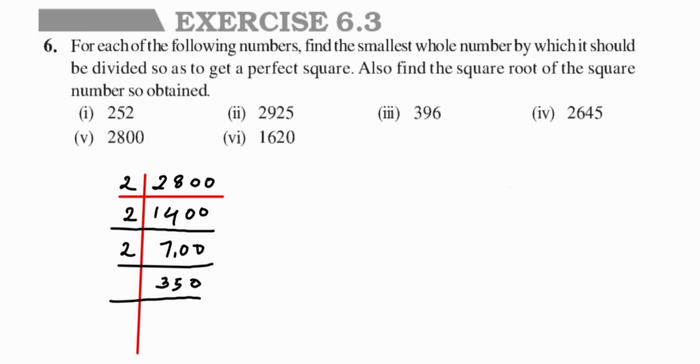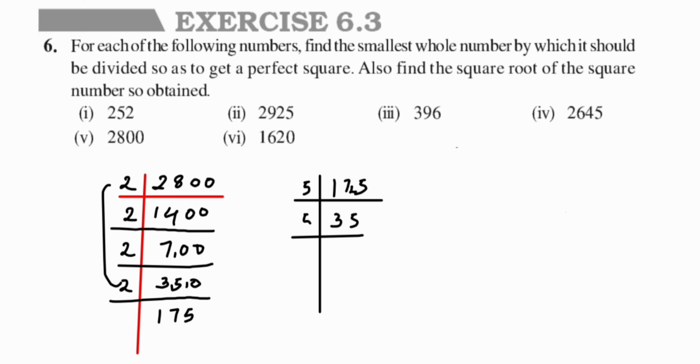So 2 3s are 6, 1 is left, 2 5s are 10 and 0 again. And 350 is divisible by 2 again. So 2 1s are 2, 1 is left, 2 7s are 14, again 1 is left, 2 5s are 10. Now 175 is not divisible by 2. So I have to take any other number. So I'm going to take a 5 here because it is not divisible by 3. So 175, I'll start with 5.